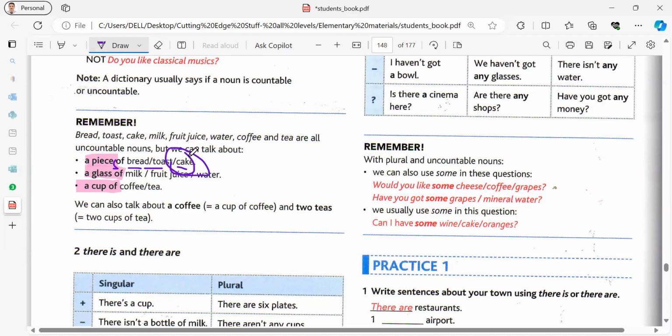This makes sense? Yes. The same: a glass of milk, a glass of fruit juice, a glass of water. Tea or coffee, the same. A cup of coffee or a cup of tea. So you can say a cup of tea, a cup of coffee, or "two teas, please." Two teas means two cups of tea.